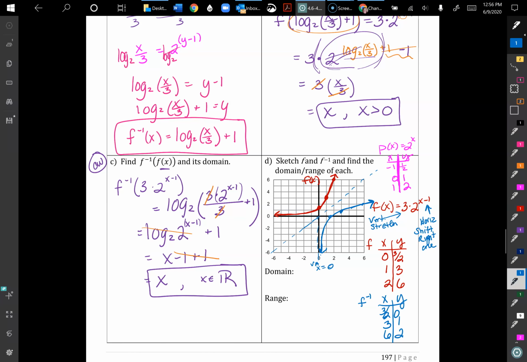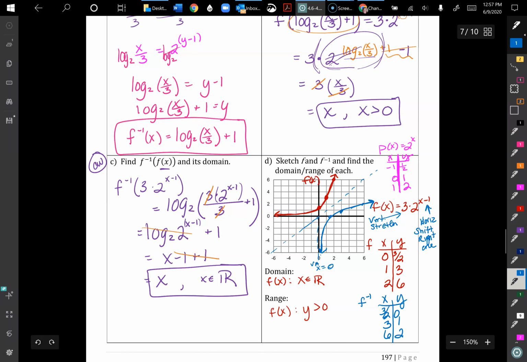Now my domain and my range, I've already thought about that. So my domain for f of x is going to be x is all real numbers, because that was my exponential. So any x value will work. But my range is always greater than 0, right? So my range for f of x is y is greater than 0. Or f of x is greater than 0.